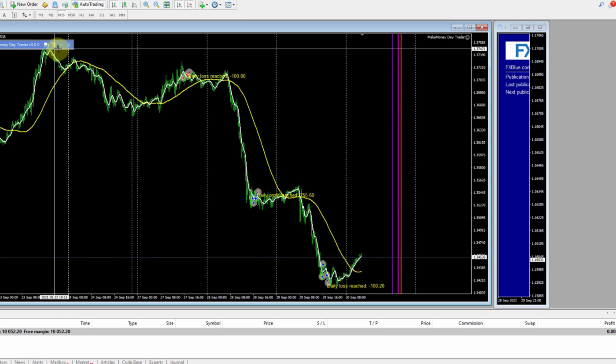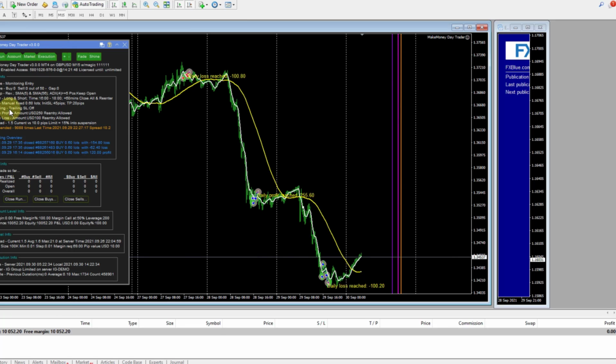But let's have a look at the times that it traded. 1600 to, and it's 2 hours. Yep, the lot sizing is too big, too high. It's 0.6 lots. We definitely need a tighter lot sizing of 0.3 or 0.4 lots.